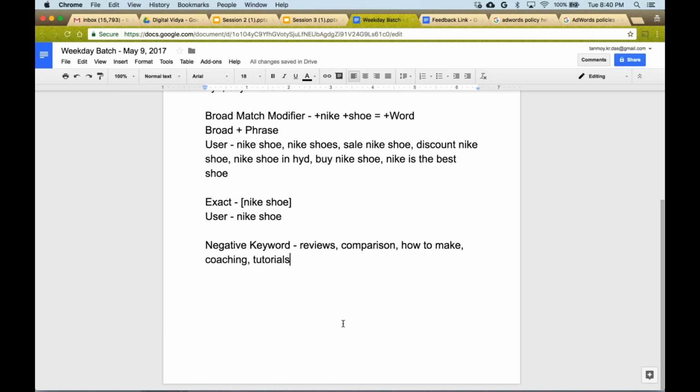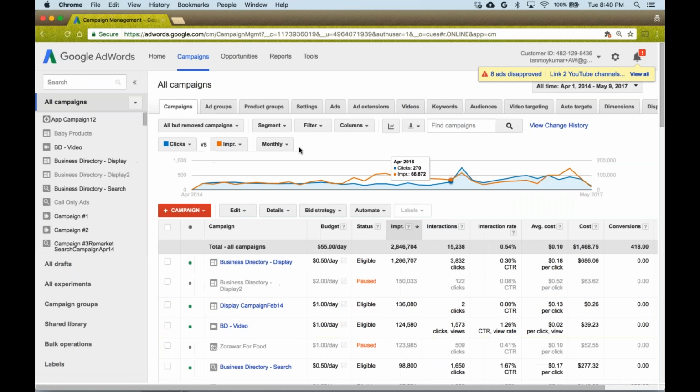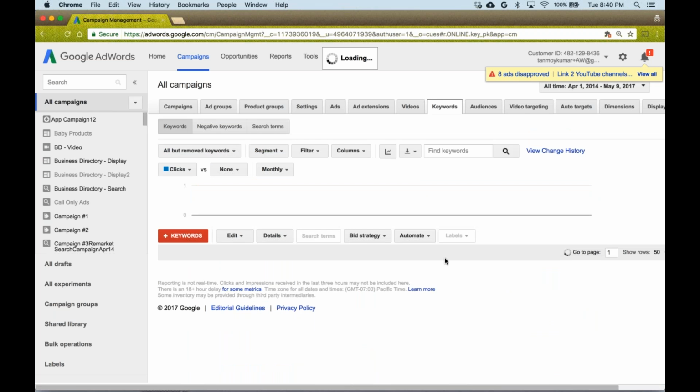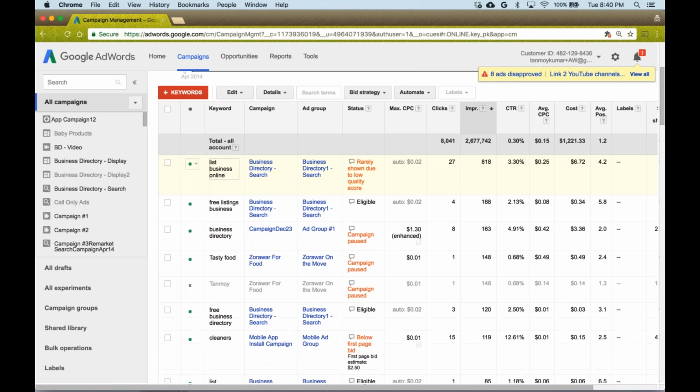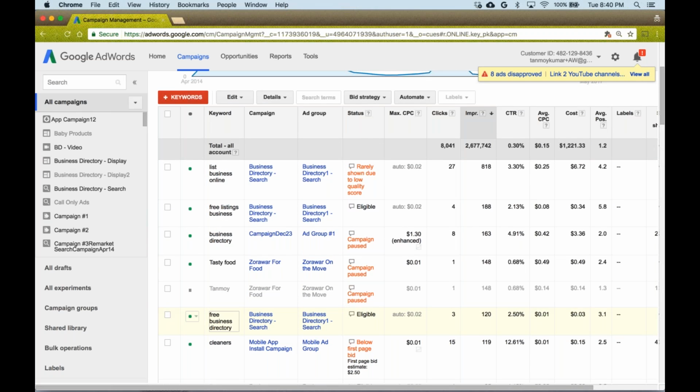Any other questions related to the matching options, keyword matching options? All right, so let's look at it in the account, how we are applying it. The first thing which we do is we go to the campaigns tab. In the campaigns tab, we go to our keywords tab. These are all the keywords which are running in my account.